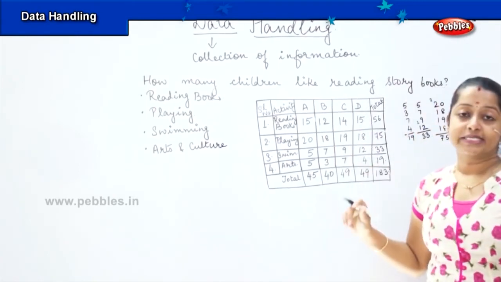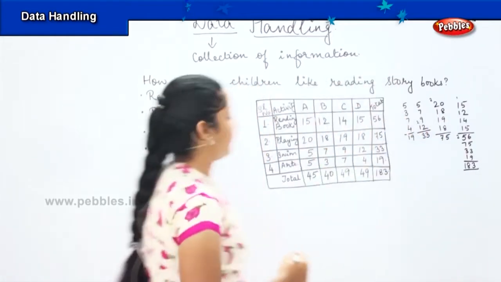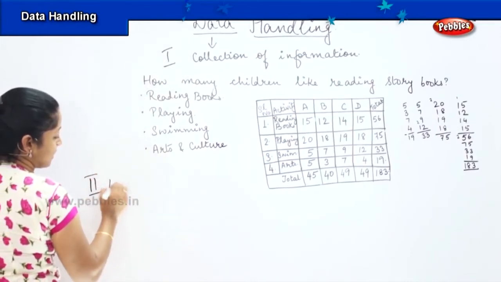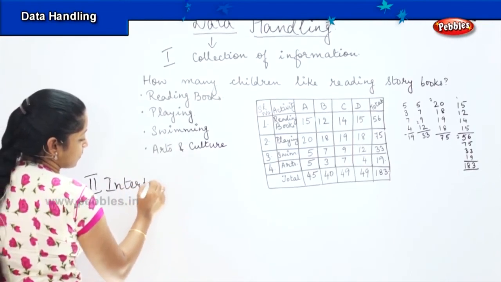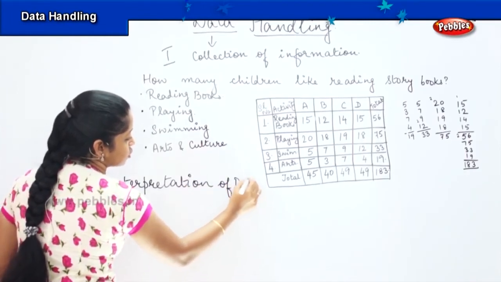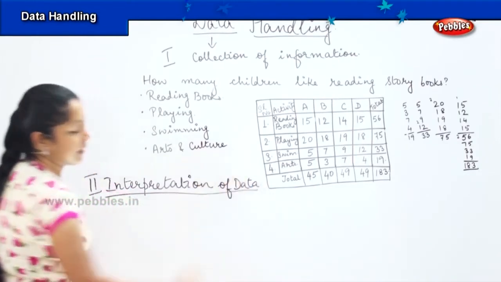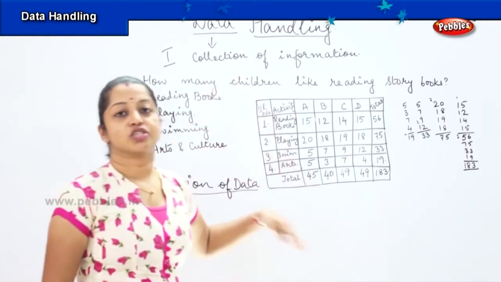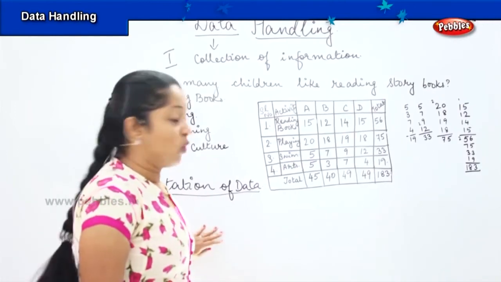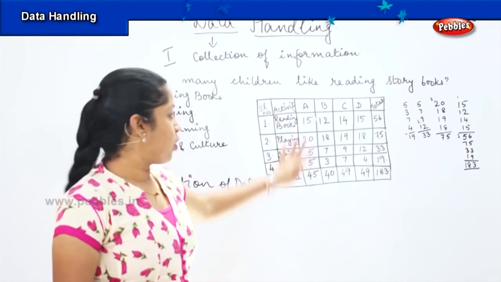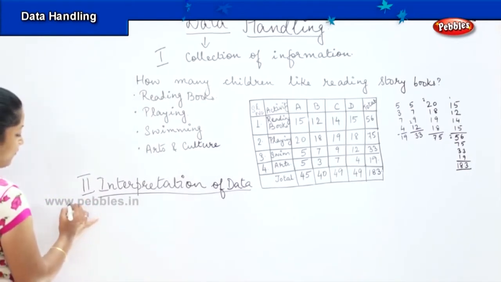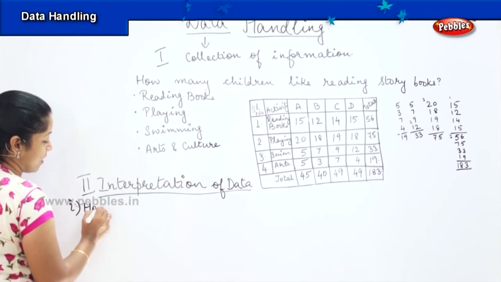Okay. So now the next step comes: interpretation of data. The first step was collection of data. The second one is called interpretation of data. So what do you mean by the word interpretation? Interpretation means that after seeing this, you will make an analysis of what the details given are all about. And whichever question we need to find out, we will find the answers according to the table that is provided to us.